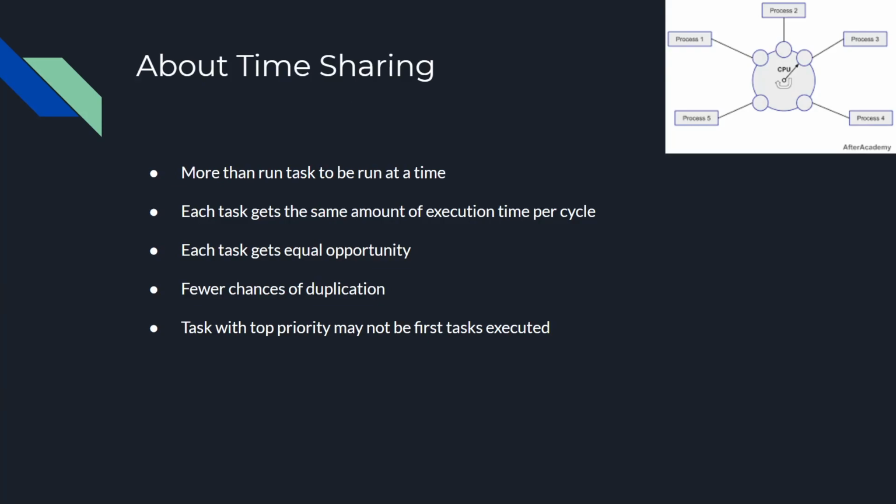So about time sharing. Time sharing allows for more than one task to be run at one time, unlike batch, where once the batch is done, you have to go and set up the next one and let that run. Each task or group of jobs, say there's 5 tasks you need, will get the same amount of runtime per cycle. At the end of that cycle, the time gets reset. They all get the same amount of time. They all get an equal opportunity.